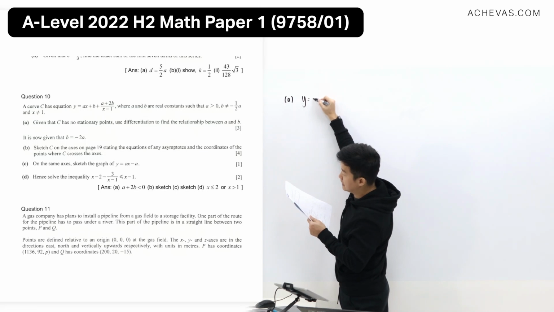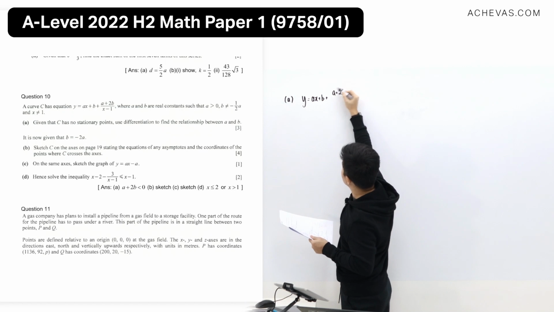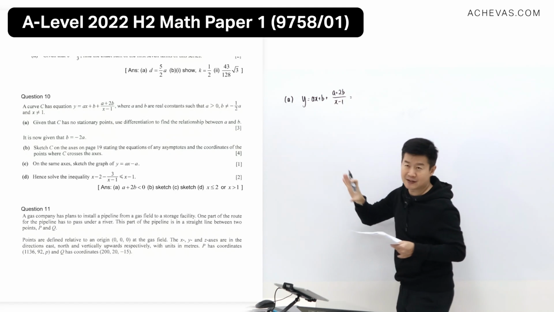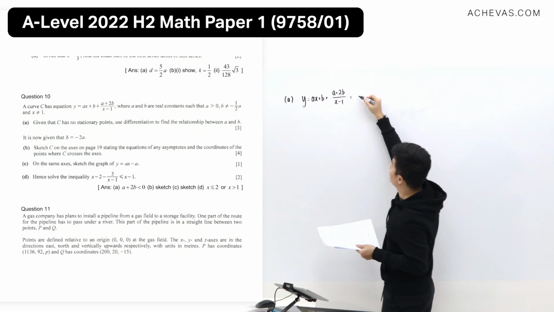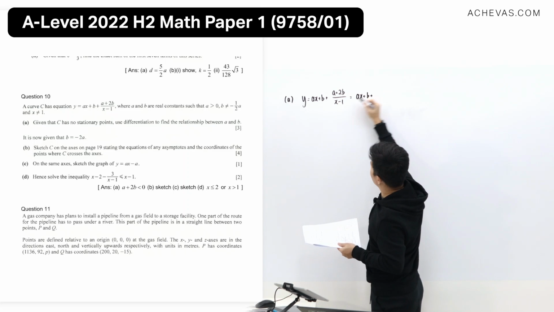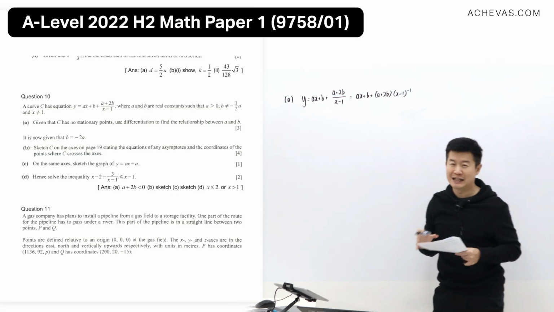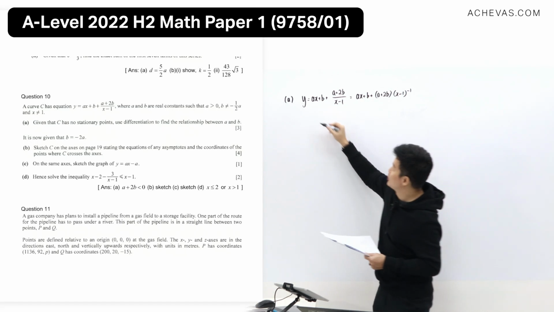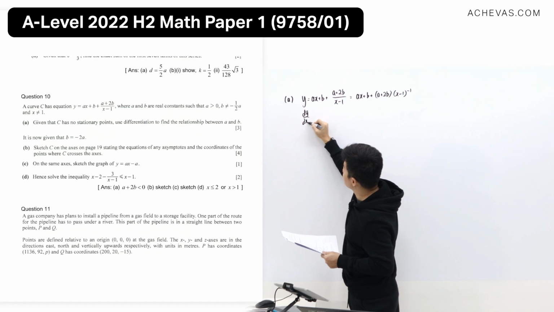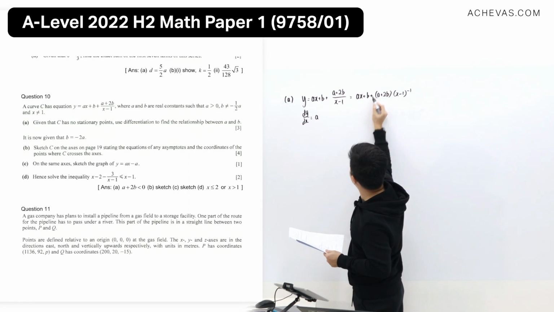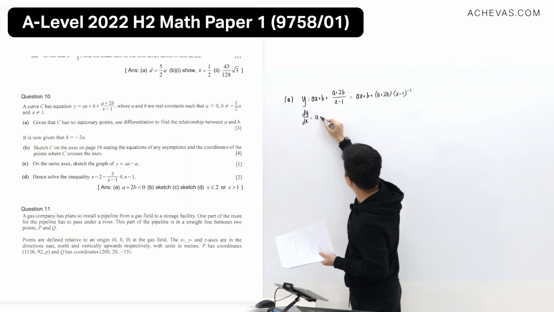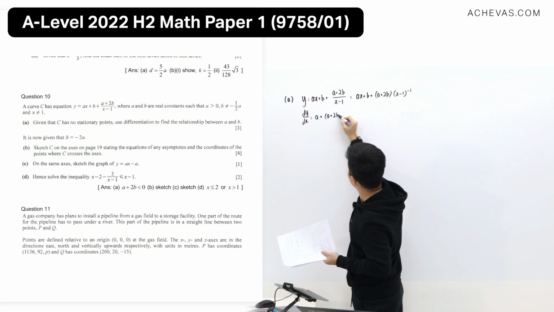Y is given to us as ax plus b plus (a plus 2b, which is a constant) divided by x minus 1. Just to prepare this for differentiation, I'm going to bring the denominator to the numerator by rewriting it as this. I personally find it a little bit easier to do my differentiation. So dy dx is going to be equal to, differentiating this is a, differentiating b, which is a constant, is 0, plus a plus 2b.